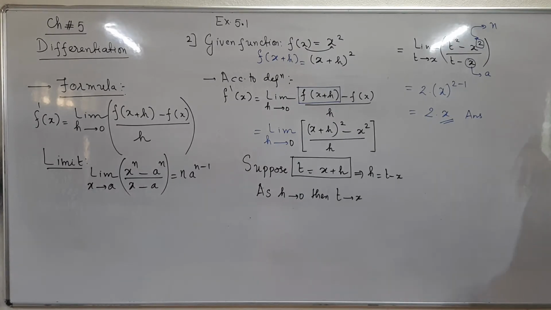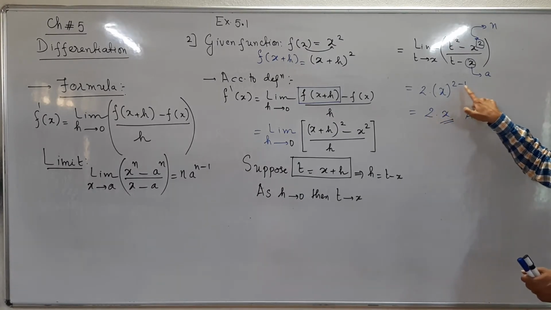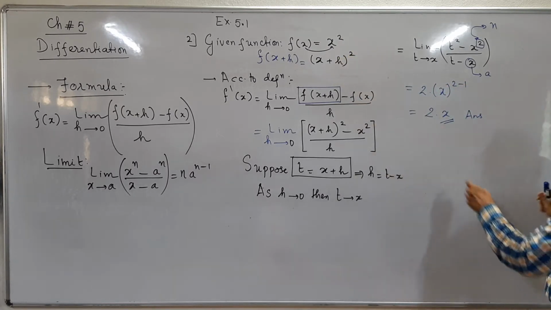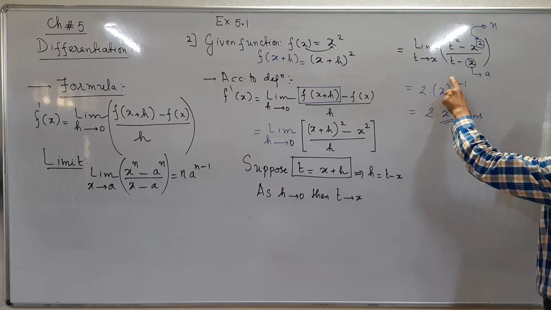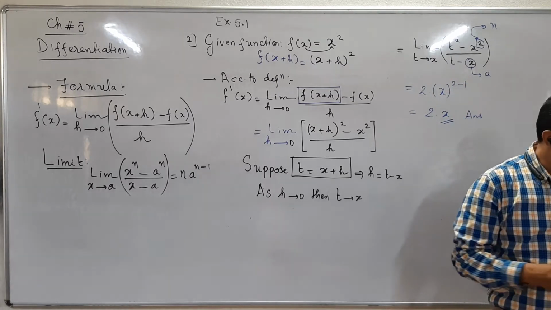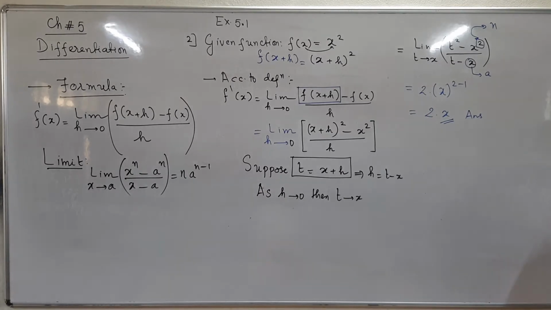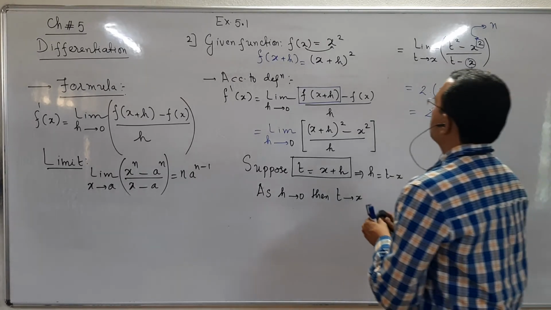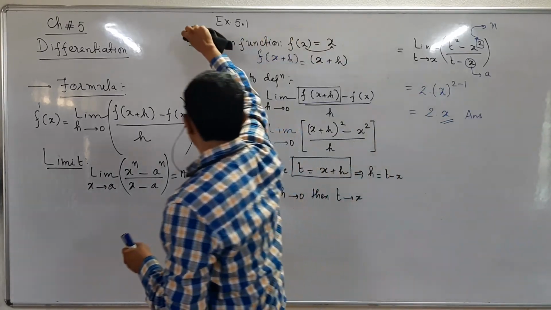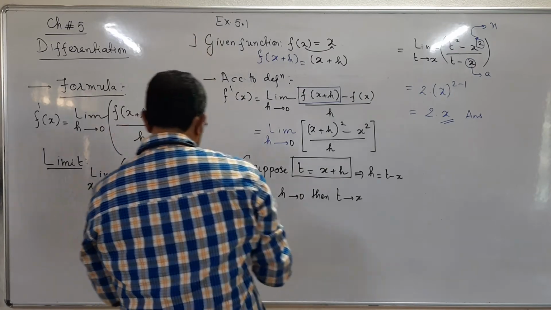Now, if it is x square, the answer is 2 into x raised to 2 minus 1. Suppose this was x raised to 5. The answer will be 5 into x raised to 5 minus 1, which is 4. So our third sum is nothing but x raised to 7. Okay. So check what I am doing. I am very smart because I am your teacher, isn't it? So I can cut short.